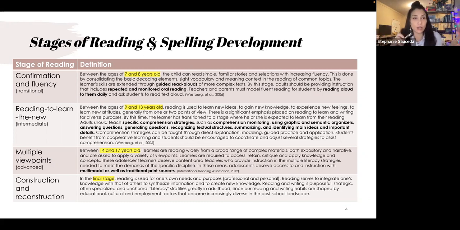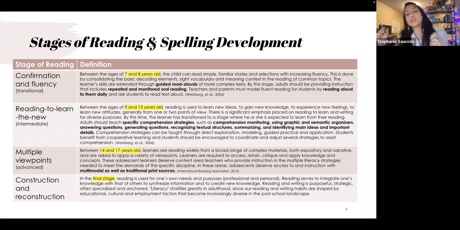And so you have that transitional stage up there at 7 to 8 years old. Student can read simple, familiar stories, selections with increased fluency. This is done by consolidating the basic decoding elements. Remember those basic elements that we discussed before I turned on the video. Oral language proficiency, phonemic awareness, all of those basic foundational skills, sight vocabulary, meaning, context in reading of common topics. So context, very important. The student has to understand that words have different meaning in different contexts.